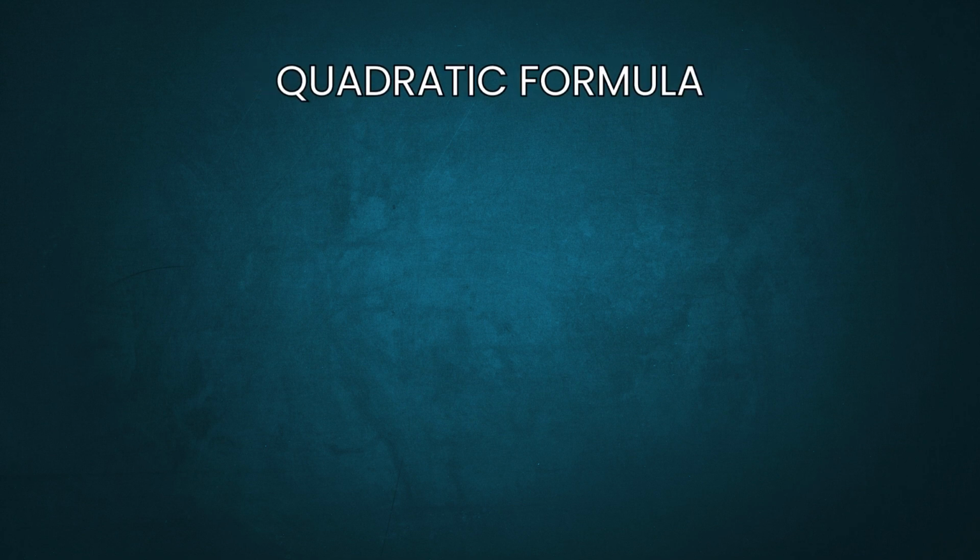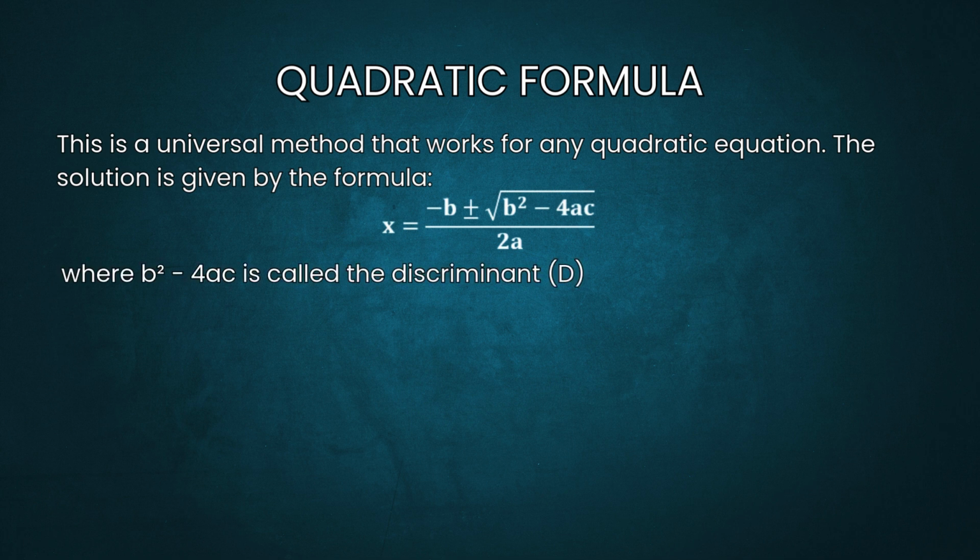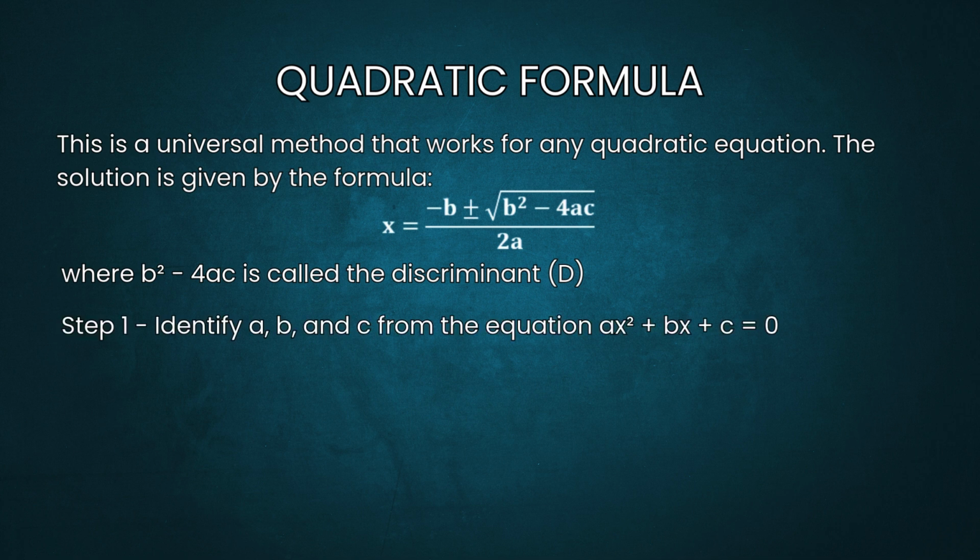Quadratic formula is a universal method that works for any quadratic equation. The solution is given by the formula minus b plus or minus square root of b squared minus 4ac divided by 2a, where b squared minus 4ac is called the discriminant. Let us now look at the steps involved. Step 1. Identify a, b, and c from the equation ax squared plus bx plus c equal to 0.